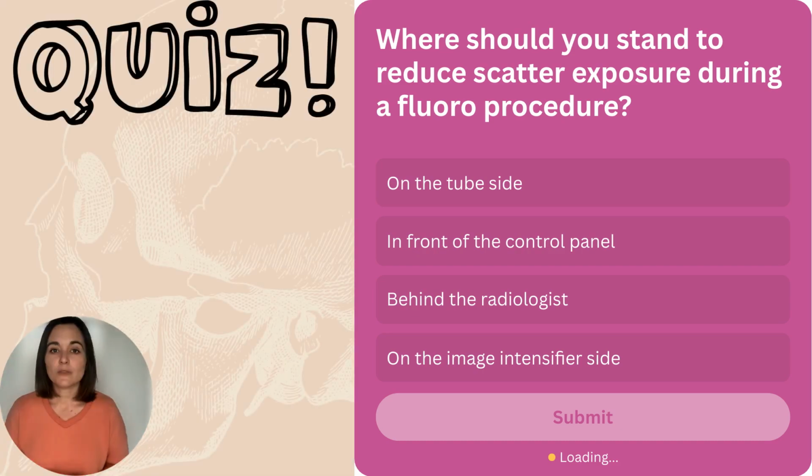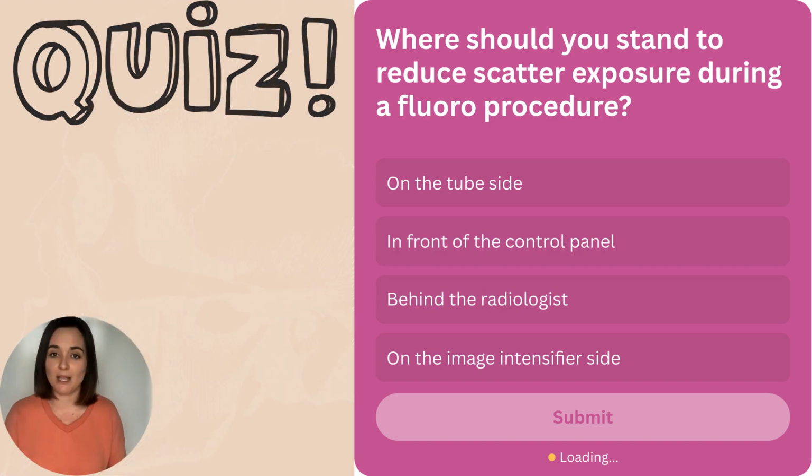Pop quiz break. Where should you stand to reduce scatter exposure during a fluoro procedure? On the tube side, in front of the control panel, behind the radiologist, on the image intensifier side? The answer is the image intensifier side. Scatter is worse on the exit side of the beam, so hug that image intensifier like it owes you money.